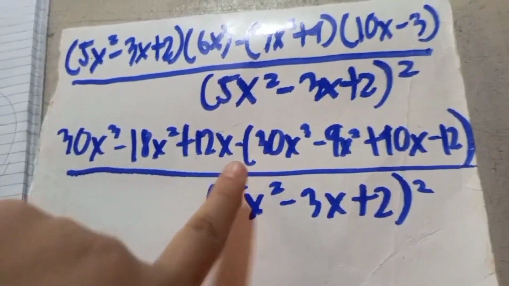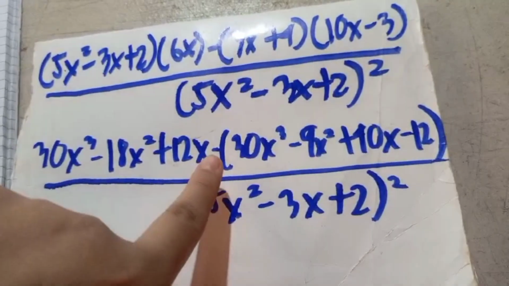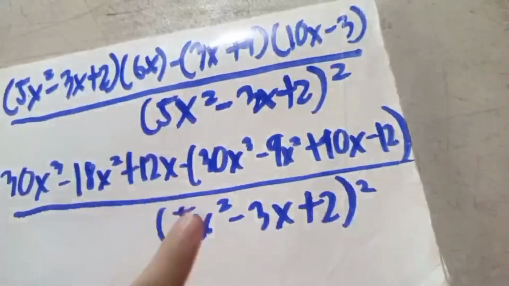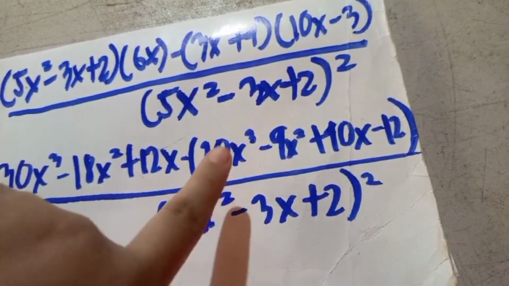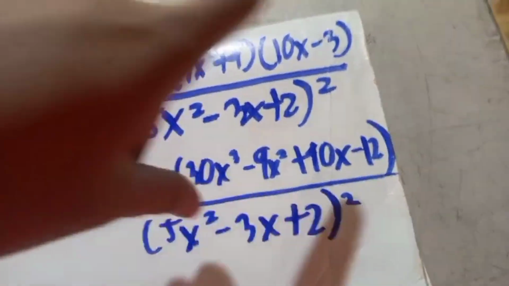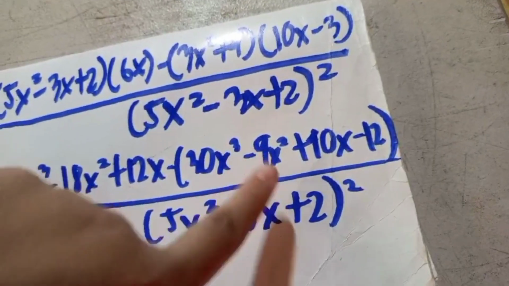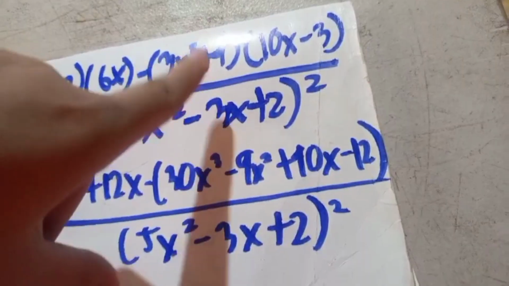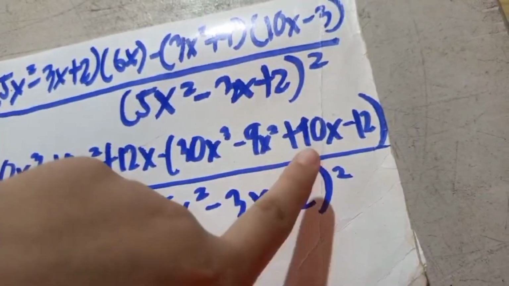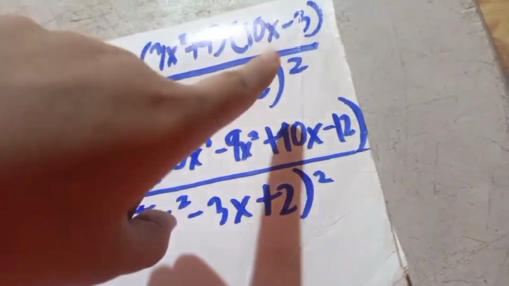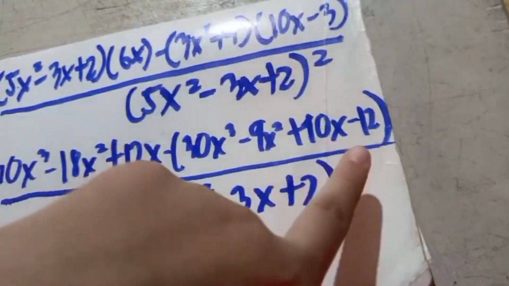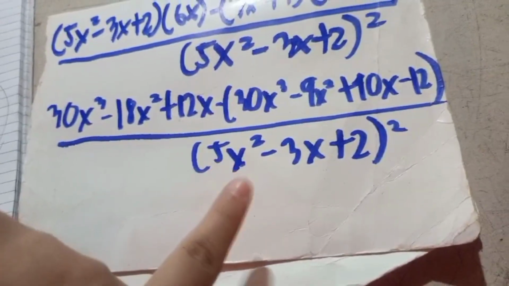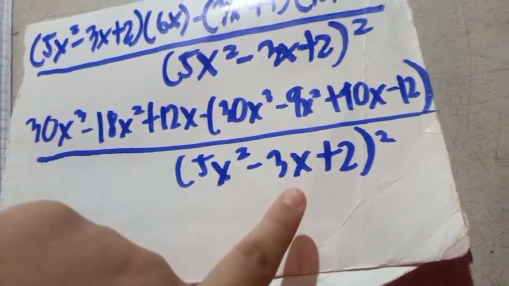So we need to put an open and close parenthesis because the sign will change in the next steps. And then 3x squared times 10x is equal to 30x to the power of 3. 3x to the power of 2 times negative 3 is equal to negative 9x squared. And 4 times 10x is equal to 40x. And 4 times negative 3 is equal to negative 12, all over our denominator, which is 5x to the power of 2 minus 3x plus 2 squared.